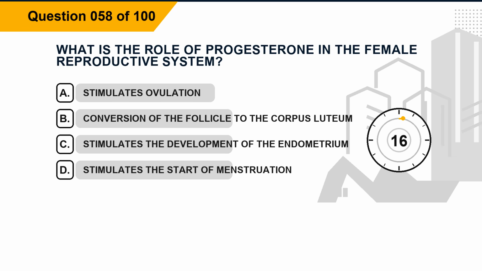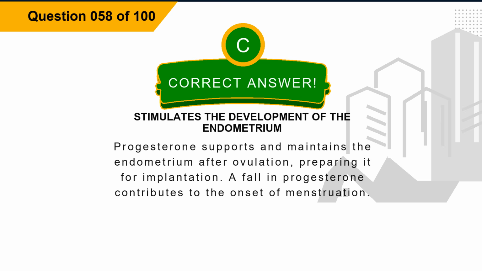Question 58. What is the role of progesterone in the female reproductive system? Option A, stimulates ovulation. Option B, conversion of the follicle to the corpus luteum. Option C, stimulates the development of the endometrium. Option D, stimulates the start of menstruation. The correct answer is option C, stimulates the development of the endometrium.